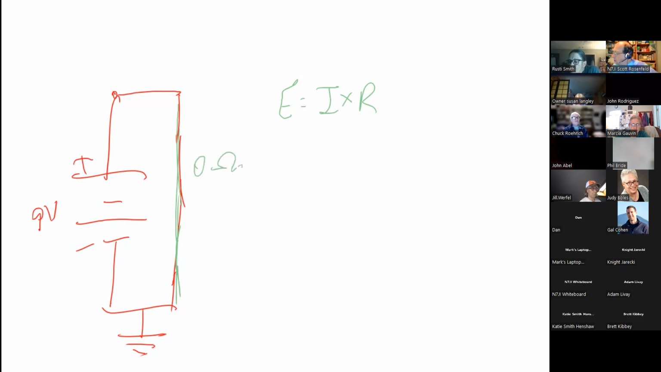So we want to know what our current is. Uh-oh. I is equal to E divided by R. And this is a 9-volt battery divided by 0 ohms. What is 9 divided by 0? It's definitely not 9. It's not 0. It's like infinity or close to it. Undefined, but as that goes to infinity, it's as much current as that battery can possibly provide.